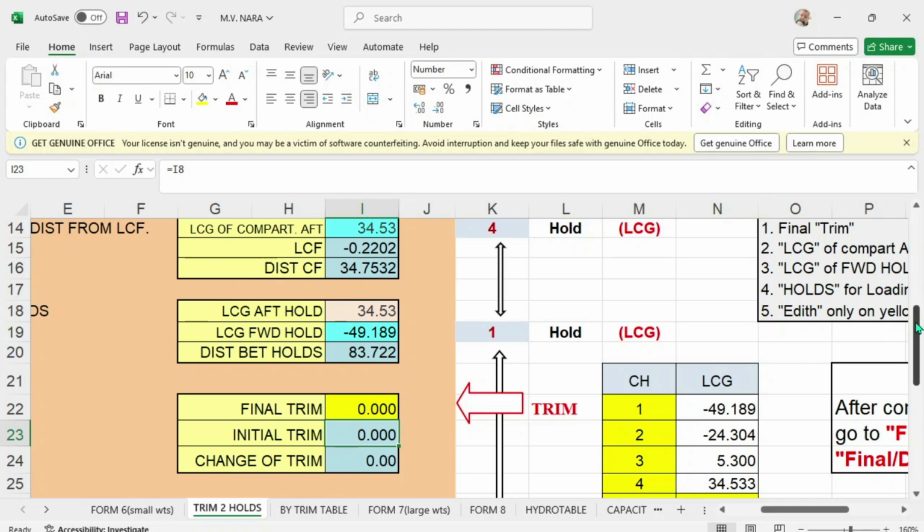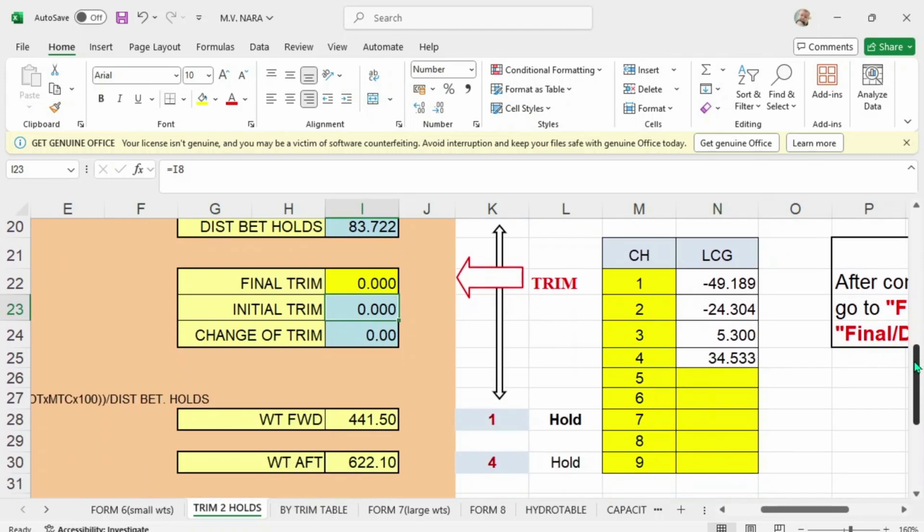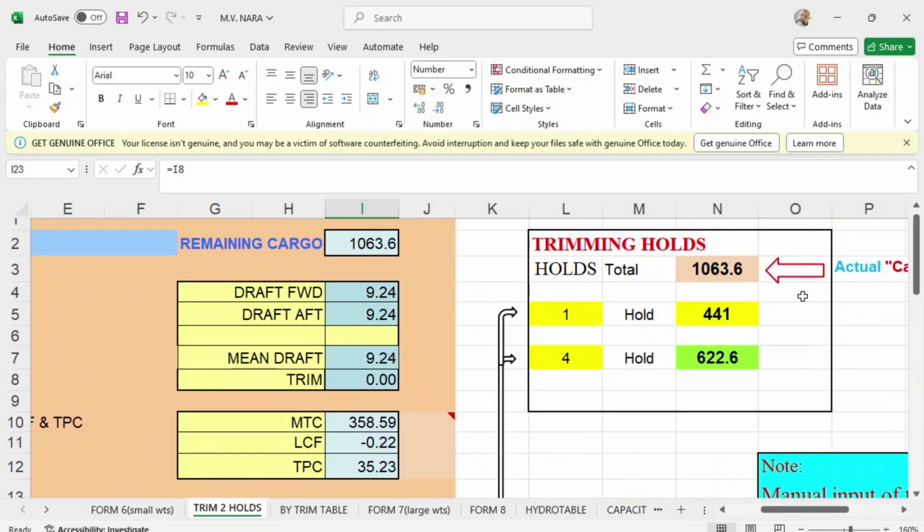And how much are you going to load in the forward or hold number 1? So hold number 1, you're going to load 441. So I just put 441. Okay, put it here. 441.